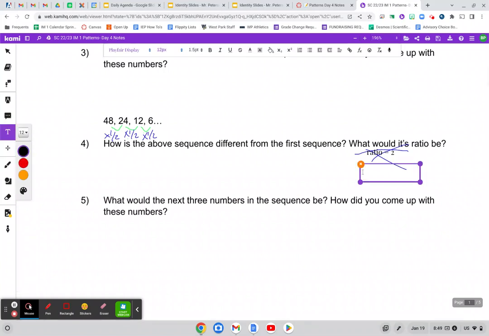Okay, so let me put that here. Ratio would equal 1/2 because you're cutting it in half each time, right?